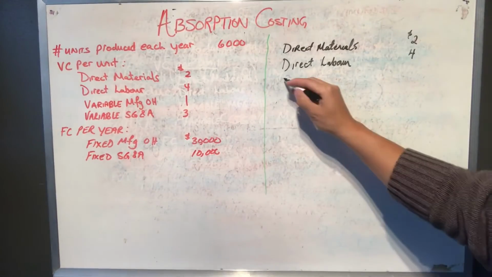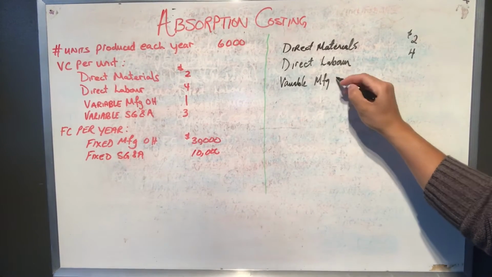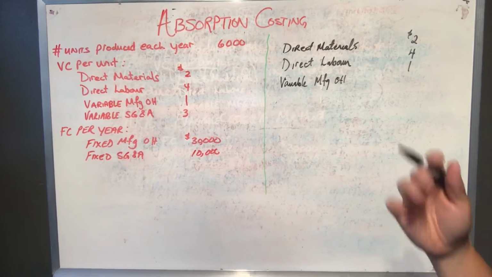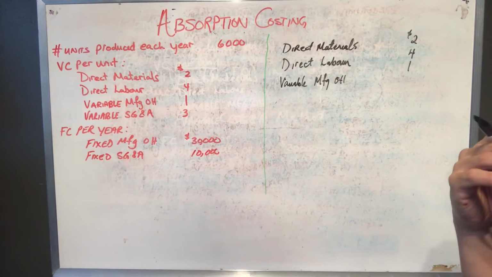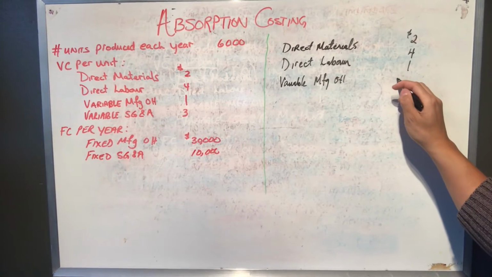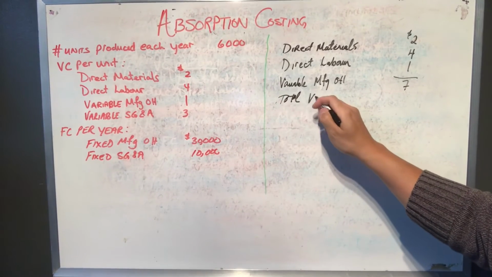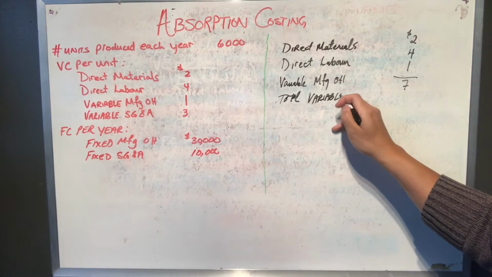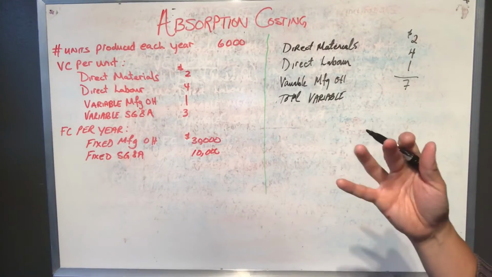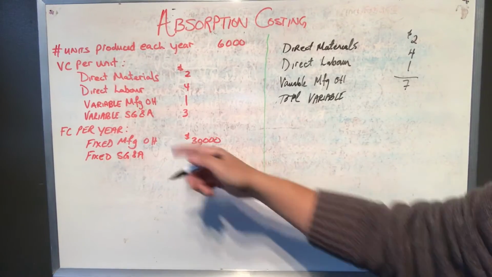Now variable manufacturing overhead, we will account for that as well, because remember, I'll repeat, under absorption costing it takes into account all manufacturing costs. So if that's the case, the total of all this here is $7. That would account for the total variable production cost. Now, because it accounts for all costs, that would also include the fixed manufacturing overhead that's incurred.